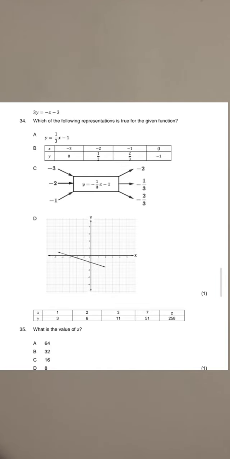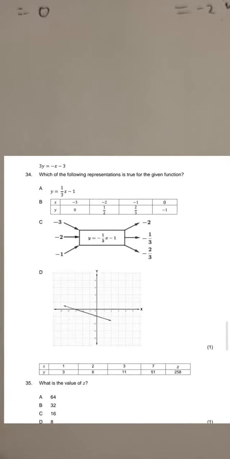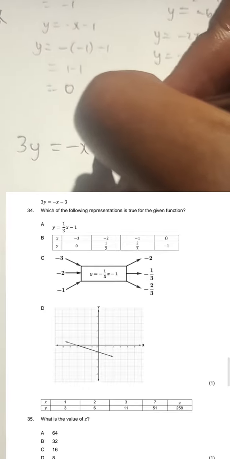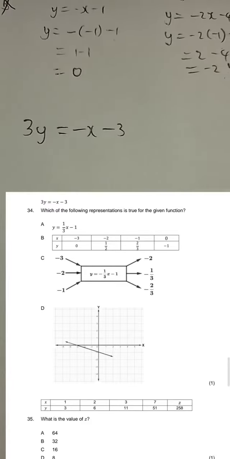So you have 3y is equal to negative x minus 3. Which of the following representations is true for the given function? Is it A, y is equal to 1 over 3x minus 1? Now, let us check if A works. Let's take the given equation, which is 3y is equal to negative x minus 3.